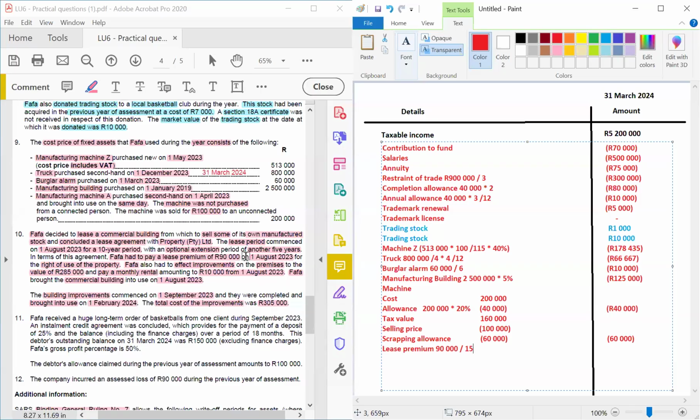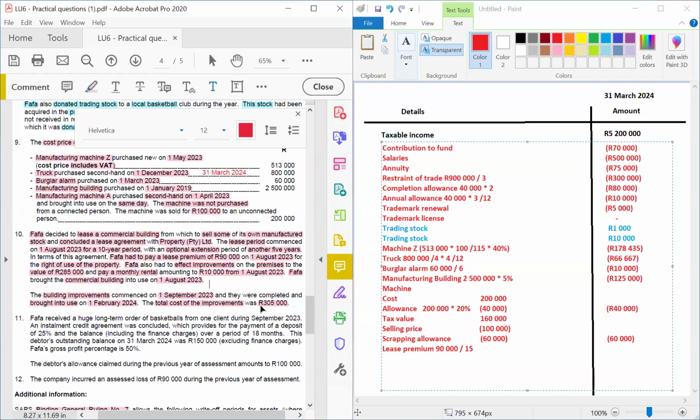But in this current year, from the 1st of August to the 31st of March, how many months do I have? August, September, October, November, December, January, February, March. 8 months. So this lease premium in this particular year, I would have it for 8 months.